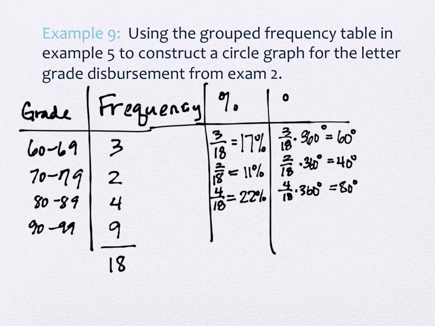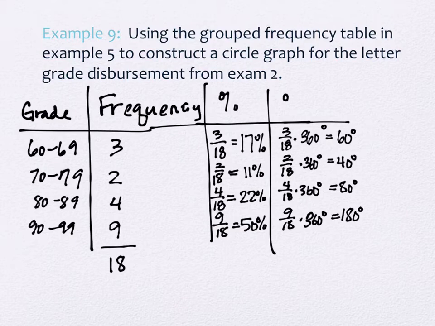The last one's the easy one. What's 9 over 18? That's 50%. And if we do 9 over 18, or 50% of 360, what do we get? 180. Okay, in terms of drawing the picture, you need the degree measures.